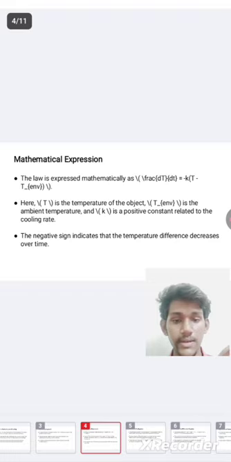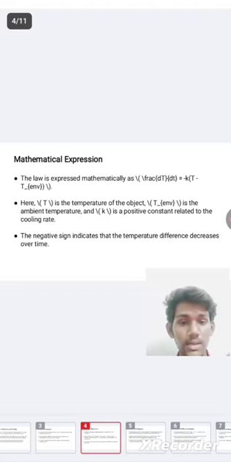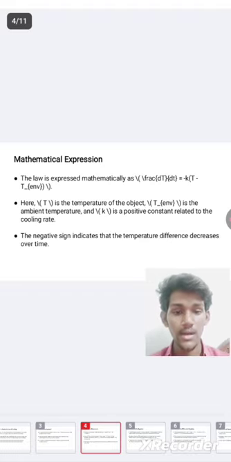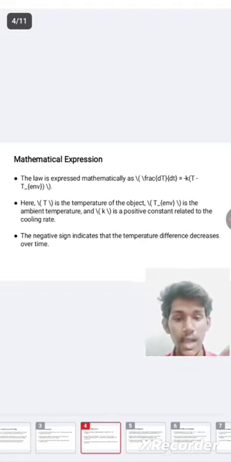Mathematical expression. The law is expressed mathematically as the equation dT/dt = -K(T - Ta), where T is the temperature of the object, Ta is the ambient temperature, and K is a positive constant related to the cooling rate. The negative sign indicates that the temperature difference decreases over time.